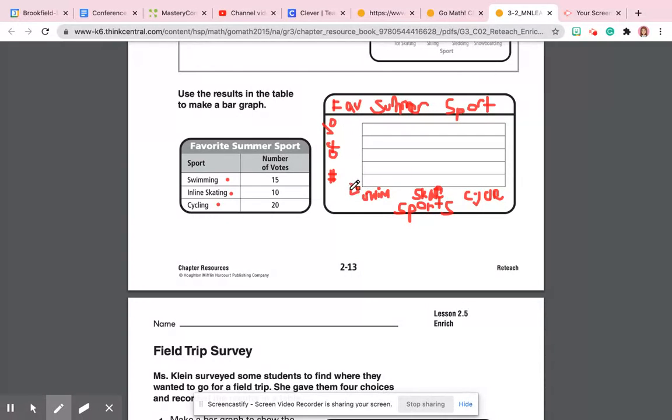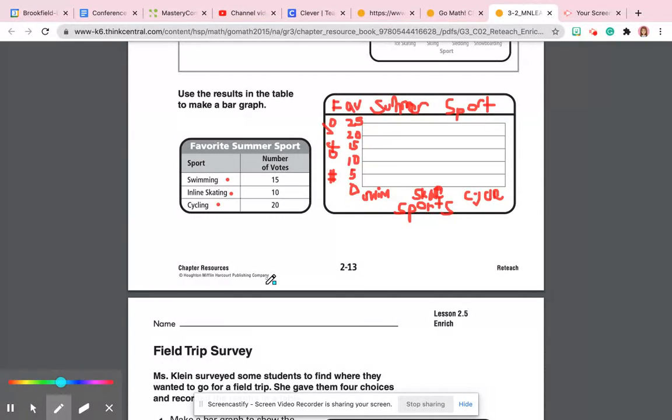So I'm going to put 0 next to this line, 5 next to this line, 10 next to this line, up by fives, right? 15, 20, because I need to be able to get past my highest number, and so 25 will be my last one. So I can fit my smallest number, which is 10 on here, and I can fit my highest number, which is 20 on here. That's the most important thing.